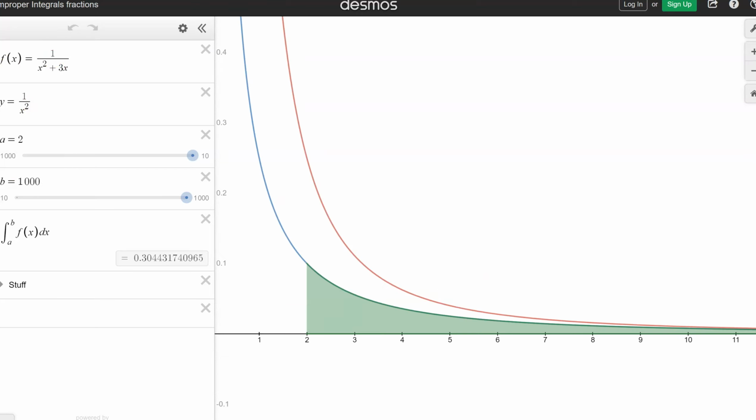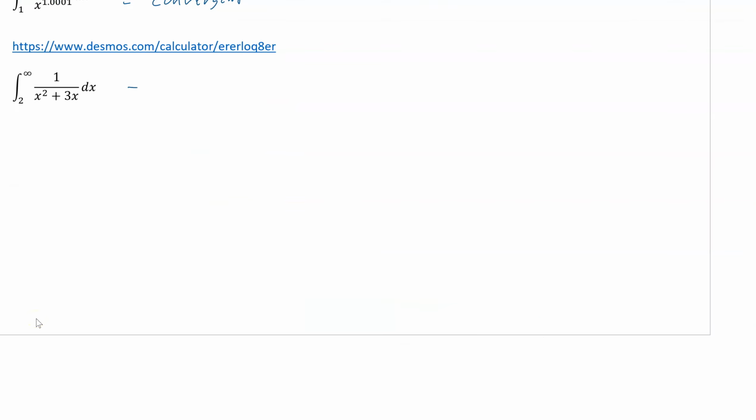So now let's just prove it and find out what the answer is. All right, so this equals the limit as t approaches infinity, not x, t, of the integral from 2 to t of 1 over x squared plus 3x dx. So we need to find that integral. So our integral of 1 over x squared plus 3x dx.